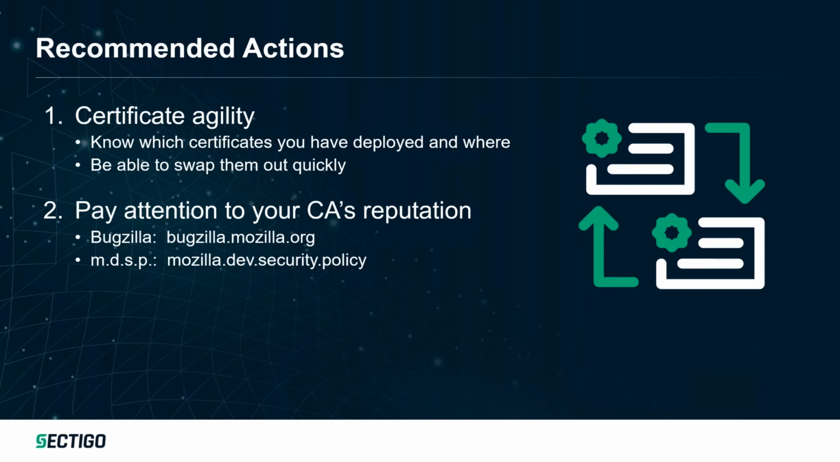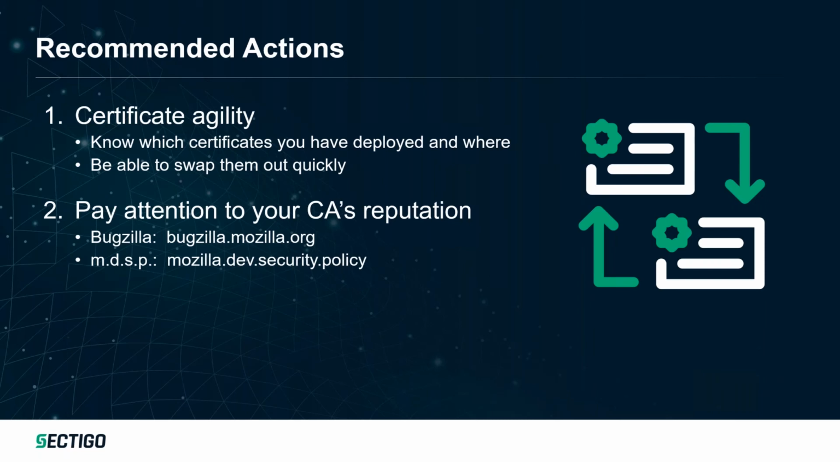So why does this matter? It matters because root distrust does occur, or root expirations do occur. If we recall, last summer we had a root expiration. And under these circumstances, again, what does this mean? It means we need to be able to adjust. It comes back to certificate agility.